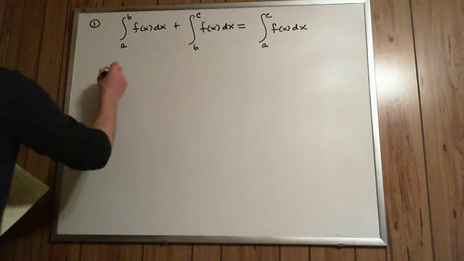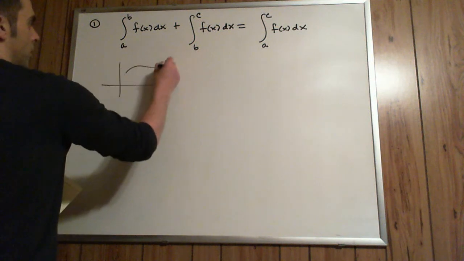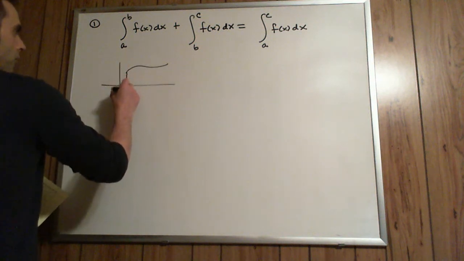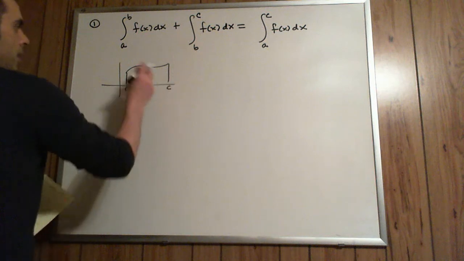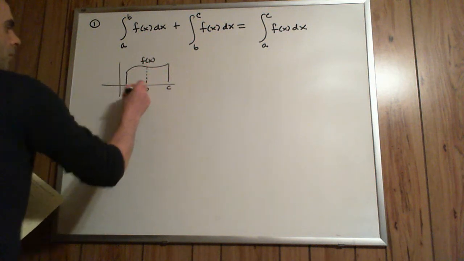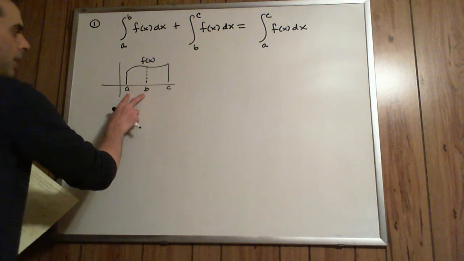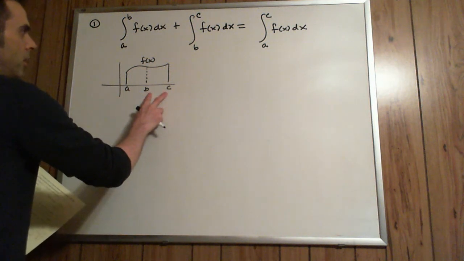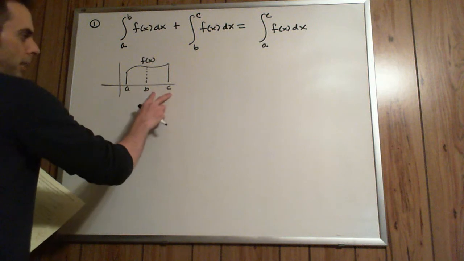So if you just think of it as a function here bounded from a to c, and this is f of x right here, that if we break it up from a to b and then add the area from b to c, we'd get the value from a to c.